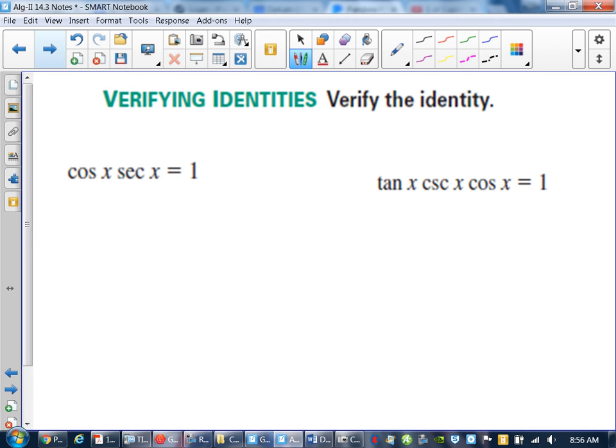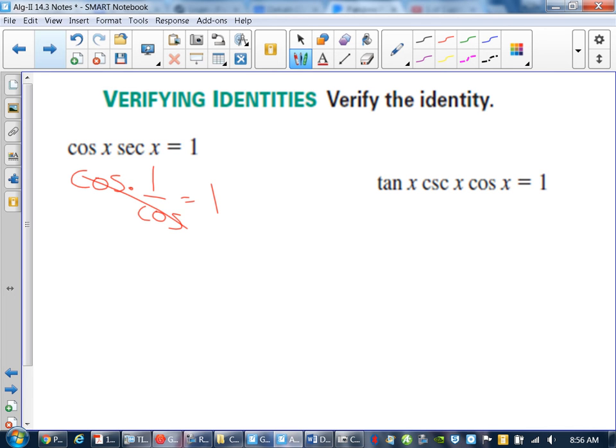Nope. It's telling you, make it equal to 1. So this one's pretty simple. Cosine and secant, aren't they reciprocals of one another? So all you have to do to verify that this works is this. Cosine times 1 over cosine. And then what do? And it's verified. I'll buy it. All right, I'll buy it.